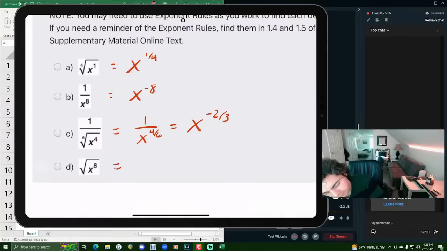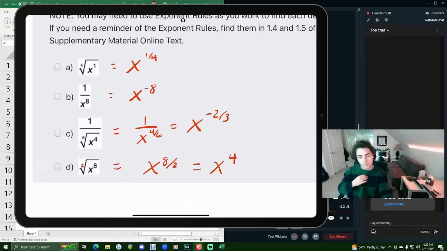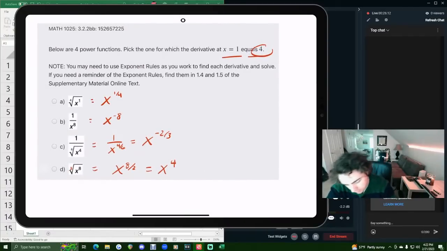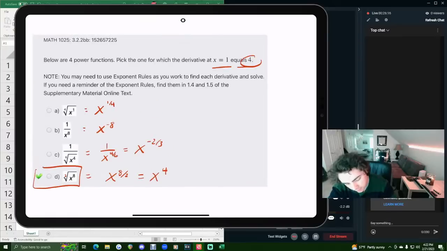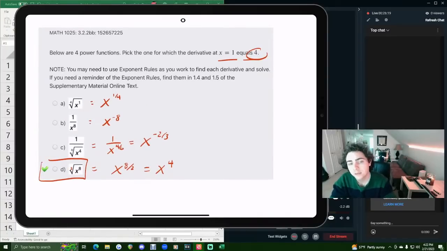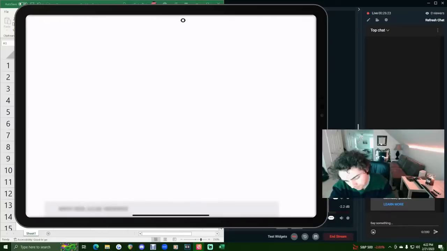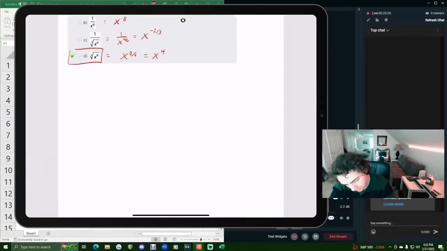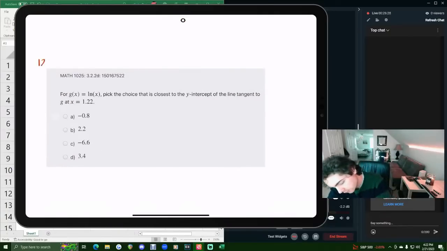And then this last one, very interesting. It's equivalent to x to the 8th, but with square roots, we have like an imaginary 2 right there. So x to the 8 over 2, well, 8 over 2 is equivalent to 4. And so that's why this one has D as its answer, because eventually the a value we get from rewriting the function is 4, and that matches the 4 they were looking for. All right, that was number 11. Let's call this number 12.